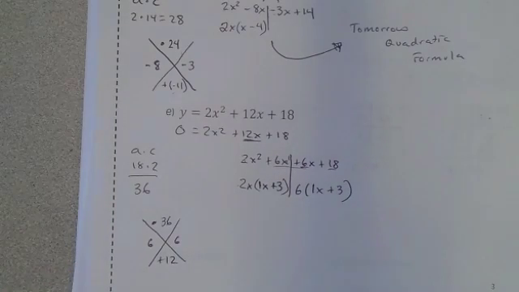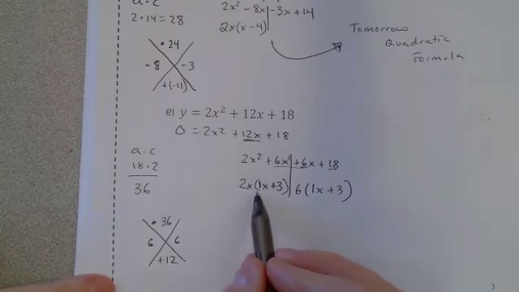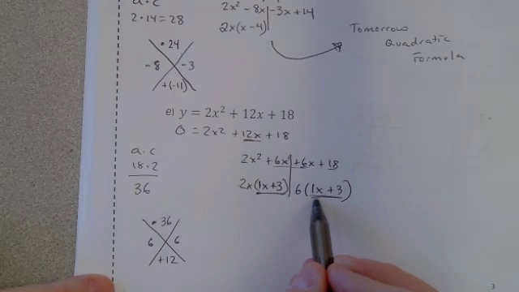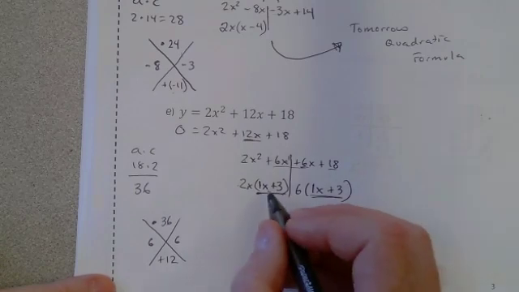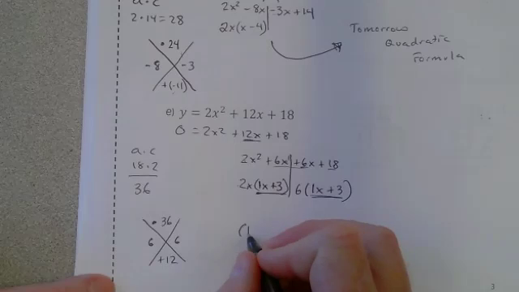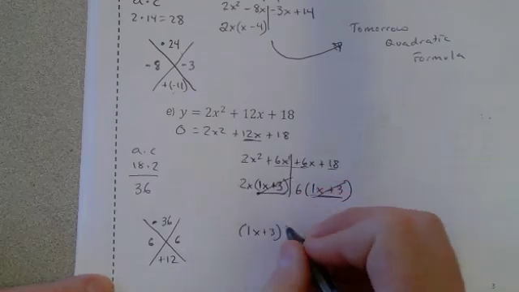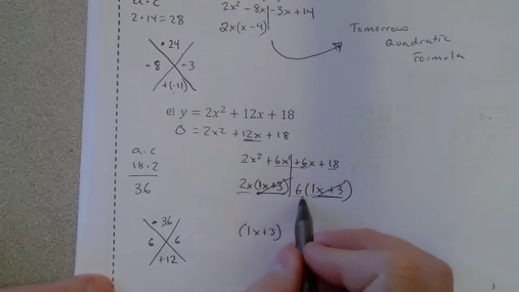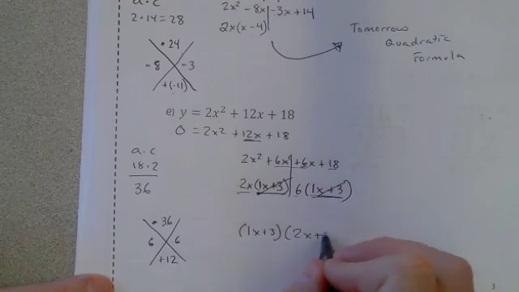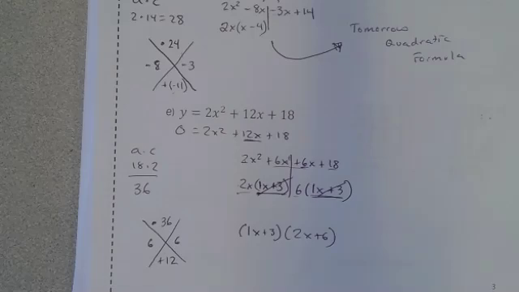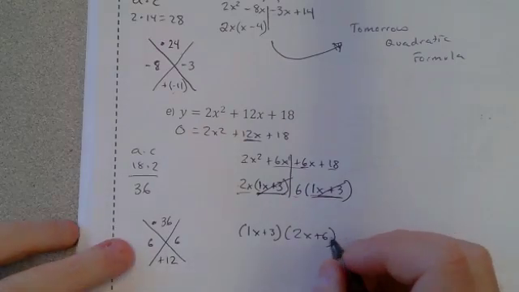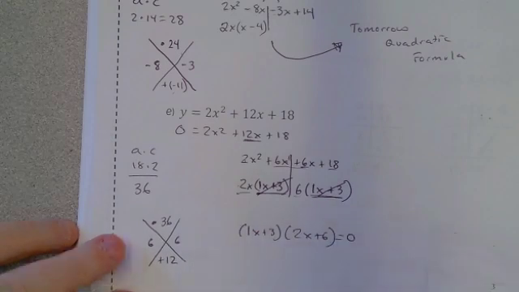So remember from when we did quadratics previously, it's really important that when we get to this stage, the two things in the parentheses should match. And when they match, I can actually factor one of them out by grouping, 1x plus 3. And then what I'm left with is these two numbers, 2x plus 6. And remember, this is still equal to 0.